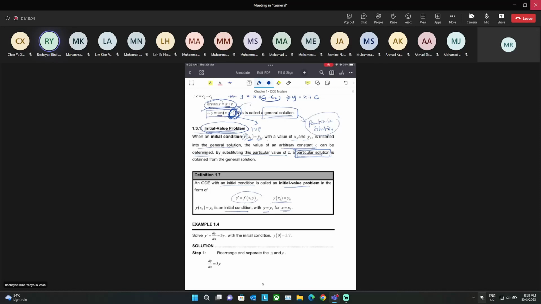Solve example 1.4. Solve y prime equal to dy over dx equal to 3y with initial condition y of 0 equal to 5.7. Check, ya.